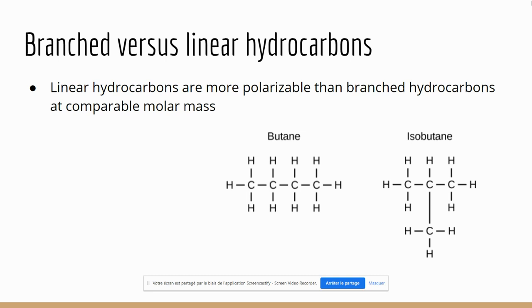That being said, this could apply to things that are not strictly hydrocarbons. For example, isopropyl alcohol versus propanol. So if you have largely a hydrocarbon, you can see this. Usually you'll just see it in the context of hydrocarbons though.